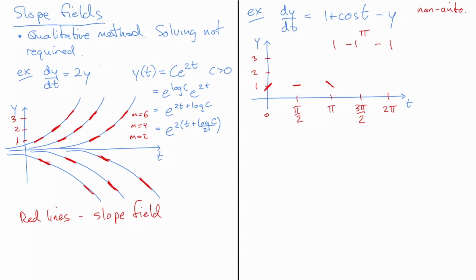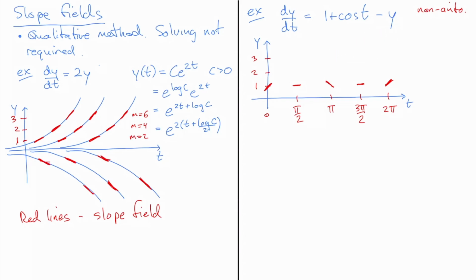And now at 3 pi over 2, we're going to be back at the same value as we were at pi over 2. It's going to be 0 again, and now that means that the slope will be 1 plus 0 minus 1 here, so we get a 0 slope again. And then at 2 pi, we'll be back to where we started with a slope of 1. Because by the time we get to 2 pi, the cosine is 1, and we get 1 plus 1 minus 1, and that's 1. Okay, so that's the first row.